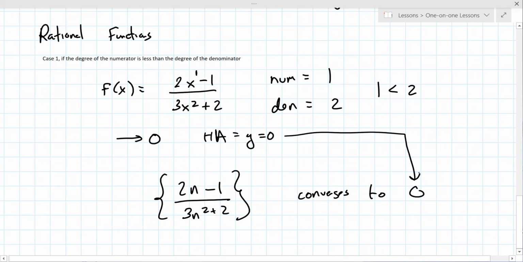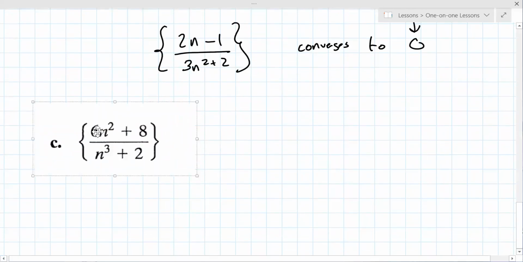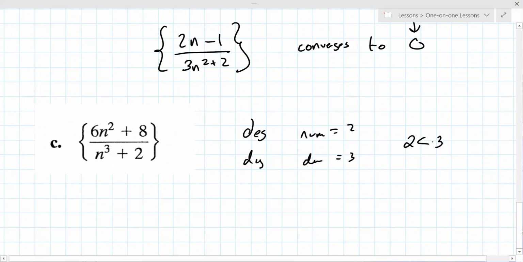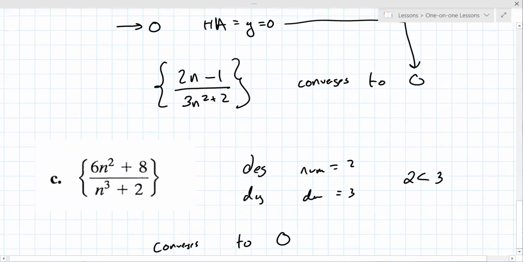It's like in this world you say converge, in rational functions you say horizontal asymptote. So for the first one that was done, we'll go back to that one. We got to do C first. What is the degree of the numerator? 2. What is the degree of the denominator? 3. 2 is less than 3, so this converges to 0. Anytime the degree of the numerator is less than the denominator, it goes to 0. Okay, now we're going to do case 2.